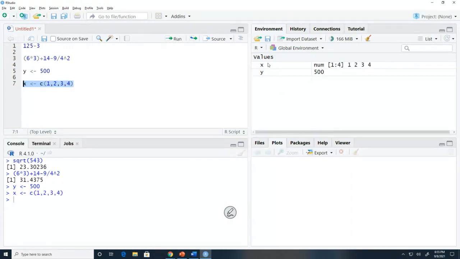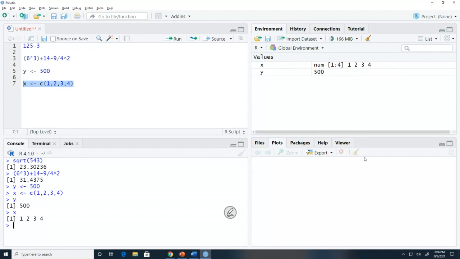So we've created an x variable. It's a numeric vector, length 4, with the values 1, 2, 3, 4. Now, if you were down in the console and hit y, it would return the variable or the value we assigned y. If we hit x, it will return our vector.